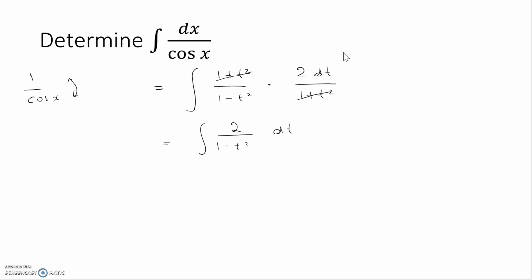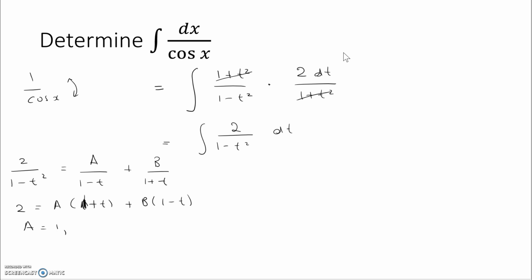So let's do this over the side. 2 over 1 minus t squared is going to be broken down into, now that factorizes, 1 minus t and 1 plus t. So 2 is equal to A times 1 plus t plus B times 1 minus t. And working that through gives us that A is equal to 1 and B is equal to 1. So then our integral becomes the integral of 1 over 1 plus t plus 1 over 1 minus t dt.